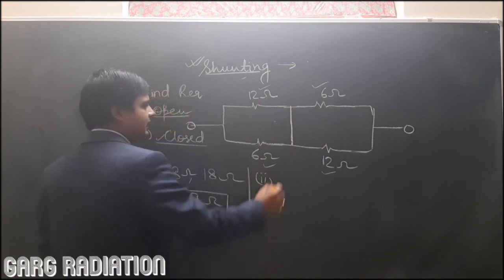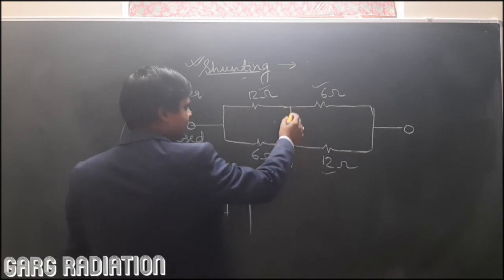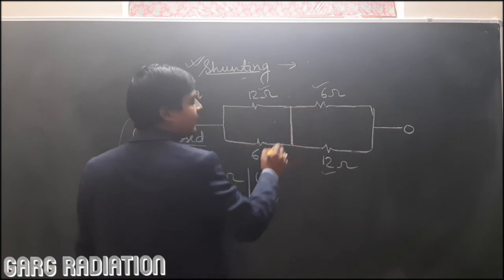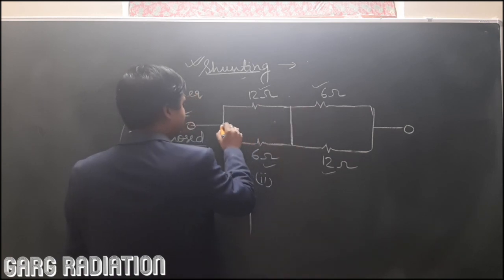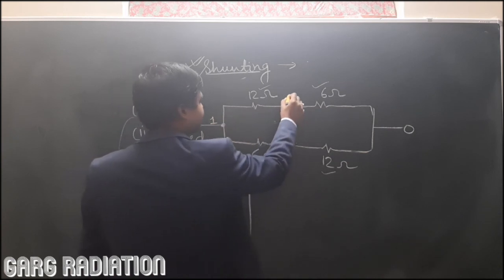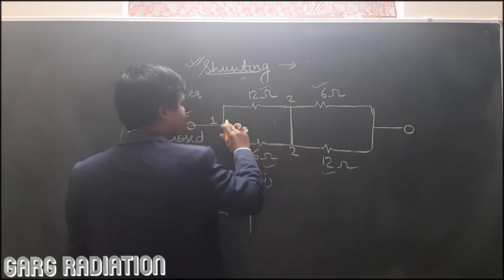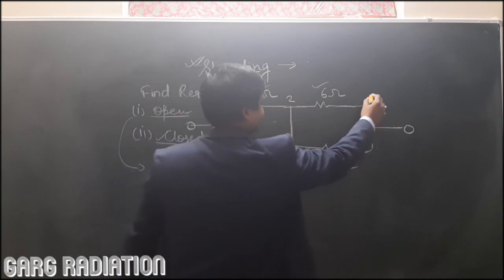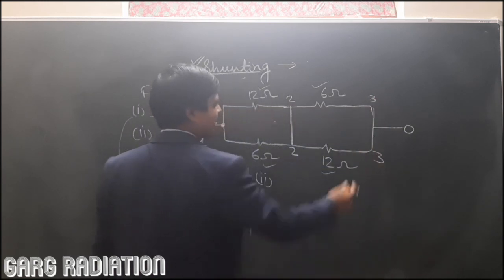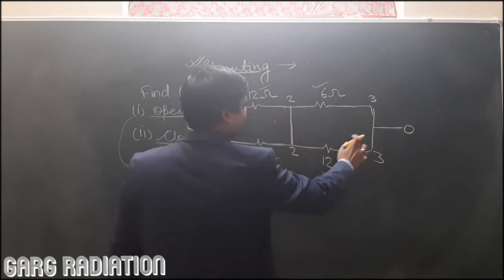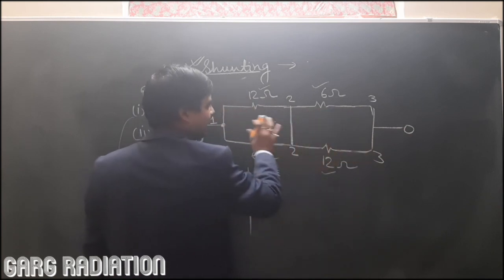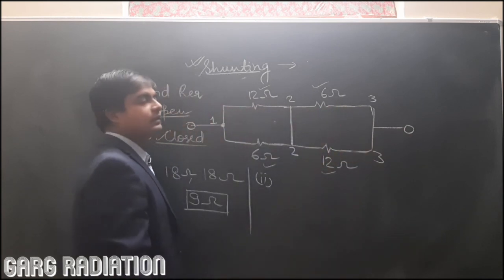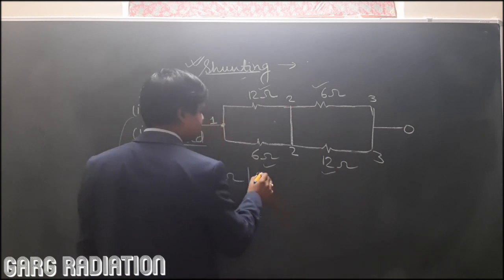So now we are considering case 2. In this, if it is connected, then obviously this point and this point become identical. So basically you see this is 1, this is 2, again this is 2. So it is 1 and 2, 1 and 2. So these become in parallel. And then this is 3, this is also 3. So 2 and 3, 2 and 3. So these two become parallel, these two become parallel, and their equivalents become in series with each other.